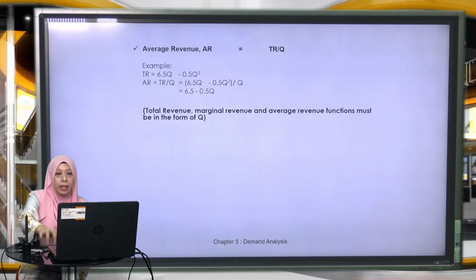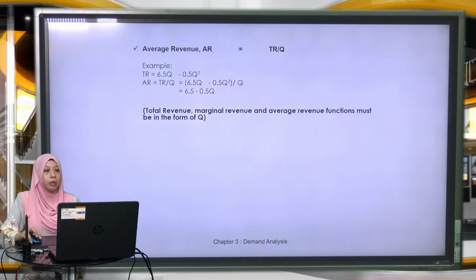And if you want to derive the average revenue function, average revenue is total revenue divided by Q. And as you can see just now, average revenue is the same thing as price. So the function for average revenue is going to be exactly the same as your price function, which is 6.5 minus 0.5Q.